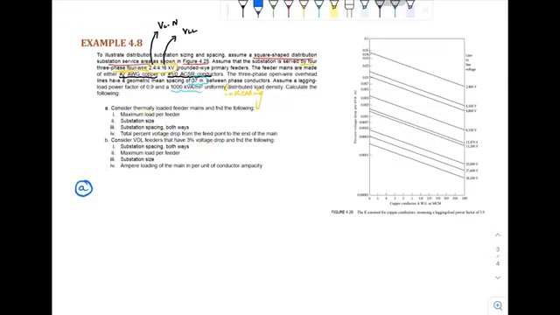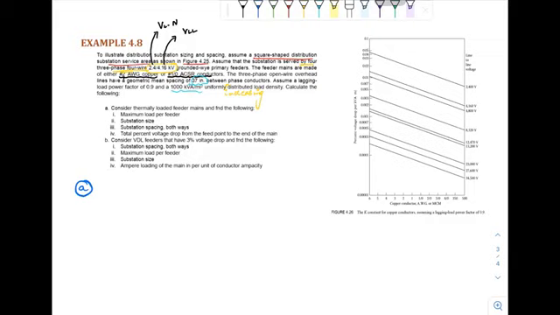Now the question is, there is no current given in the statement. So how can we compute the current? In order to compute the current, you need to see these sizes of the conductors. So you can use the appendix tables, and in the appendix tables you can see the current carrying capacity of this size of the copper conductor and this size of the aluminium conductor.